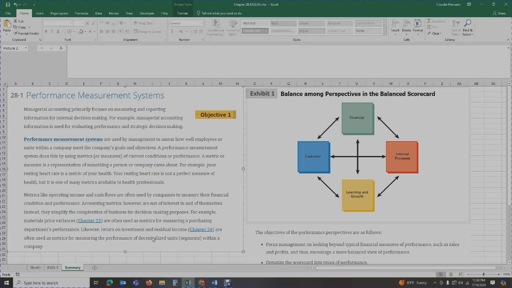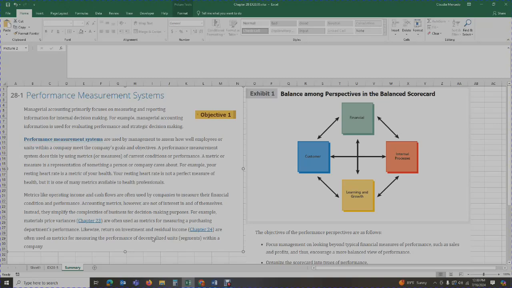We evaluate the data internally to make better business decisions, make changes to our operations, increase our profit, decrease our costs, things of those nature. Okay. Performance measurement systems are used by management to assess how well employees or units within a company meet the company goals and objectives. A performance measurement system does this by using metrics or measures of current conditions or performance.